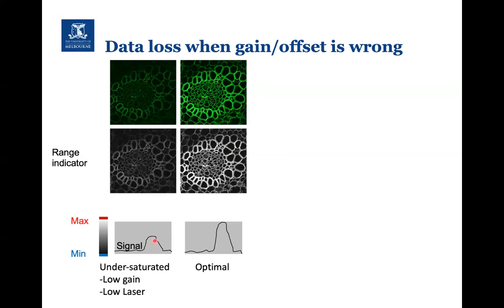In this case, we're probably undersaturated, so we're only using about 50% of the dynamic range of the detector. This is probably okay, but ideally you'd like to use more of the dynamic range if you can. In this case, you might not have enough gain, or enough laser excitation on the sample to actually spread out your signal across the dynamic range.